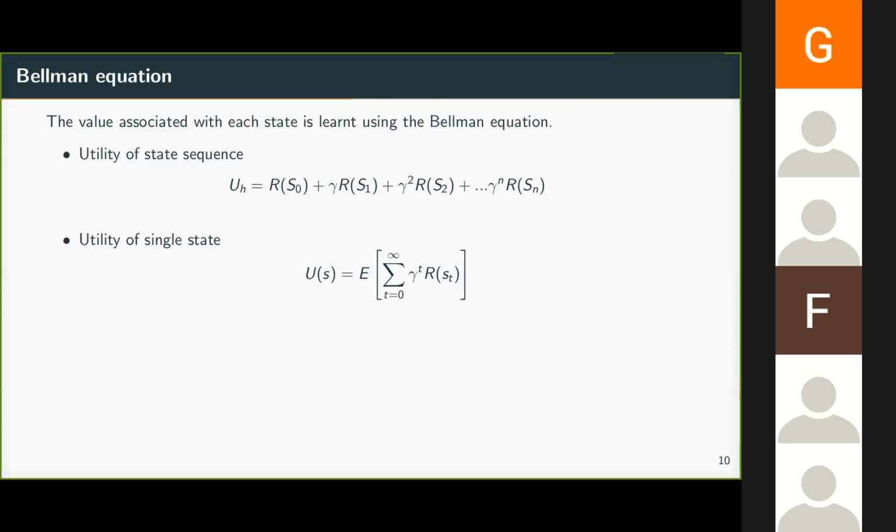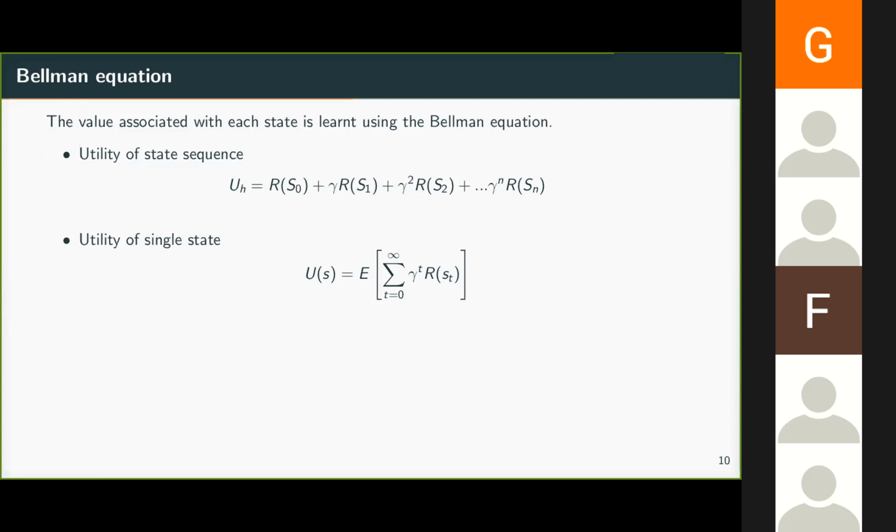How do I learn the matrix? Learning the matrix is done using what is called the Bellman equation. Bellman is the one who proposed this, and it is basically the utility of a state sequence. You are in a particular state, what is the utility value of being there? Now, what is utility value? Utility value is your chance of winning. Higher the utility, higher is your chance of winning.